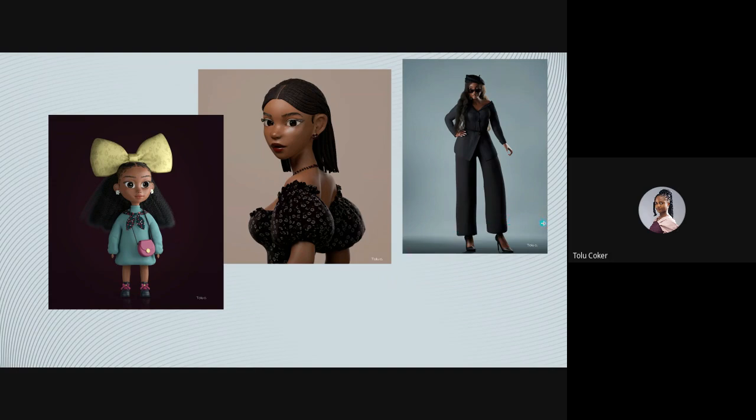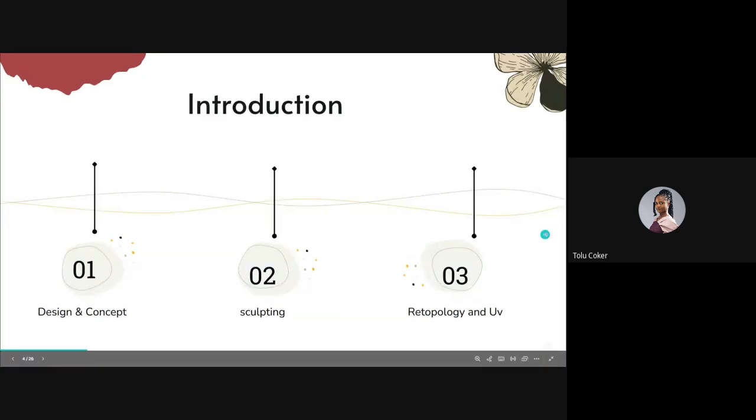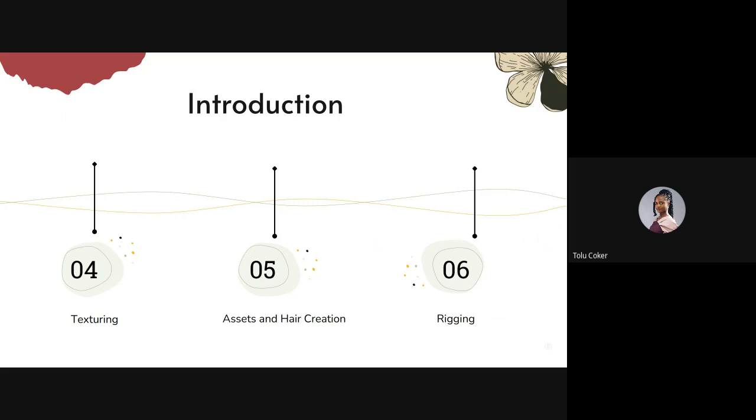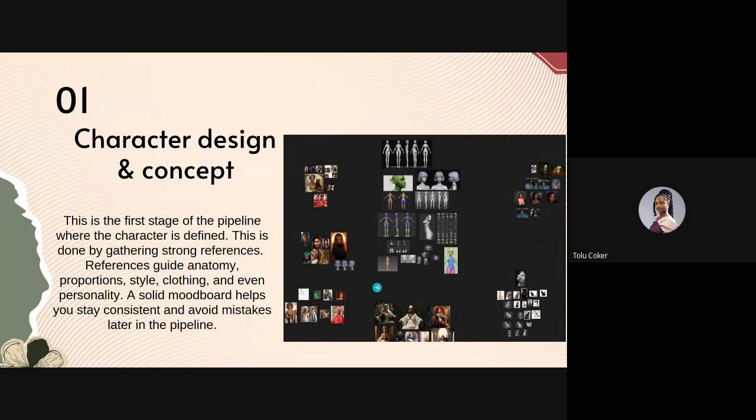So, to today's event, which is about the workflow: usually I start by gathering references, which is character design and concept. Then I move to sculpting, and then I move to topology and UV unwrapping. Then I move to texturing, asset and hair creation, then rigging, then lighting and rendering. So I will try to show some of my works on how I do it in Blender.